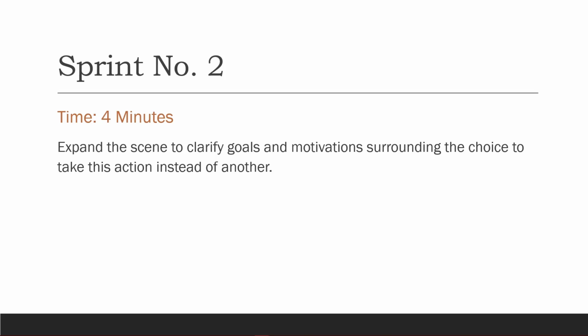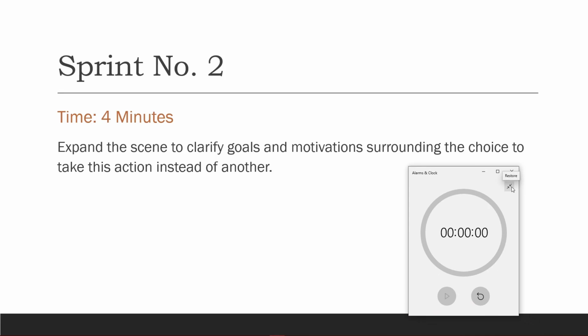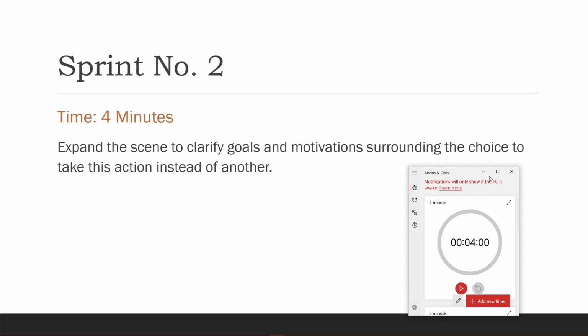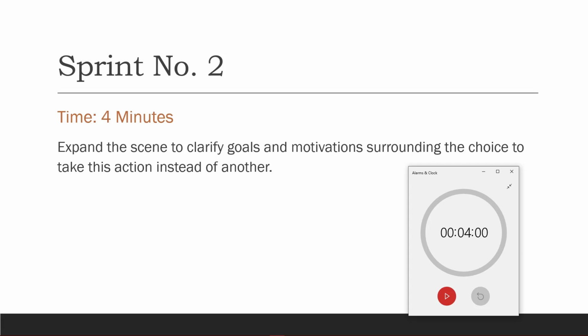And this is where we want to go ahead and clarify those goals and motivations surrounding this choice for your character, rather than some other choice that maybe could have been made. So this just gives you a way to expand the scene. For right now, whenever you go into revisions, all of this might change, but this will give you a good grounding in why you're choosing this method, or why your character is choosing this path to follow. So we have 4 minutes on our clock, and our time starts now.